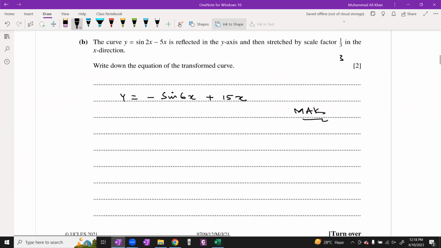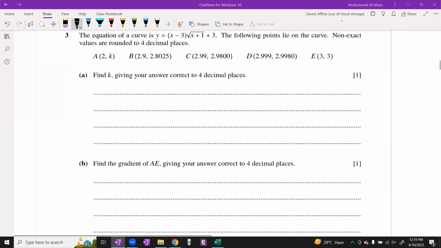Next question, the equation of the curve is given. The following points lie on the curve. Non-exact values are rounded to four decimal places. Find k, giving your answer correct to four decimal places. It's a one mark question. Put 2 in place of x and find the value of k directly on the calculator. So what is the value of k? The value of k is 1.2679, up to four decimal places.